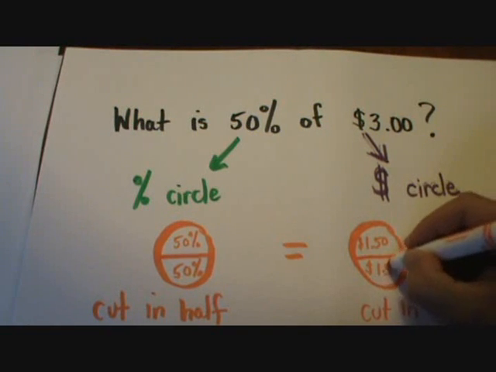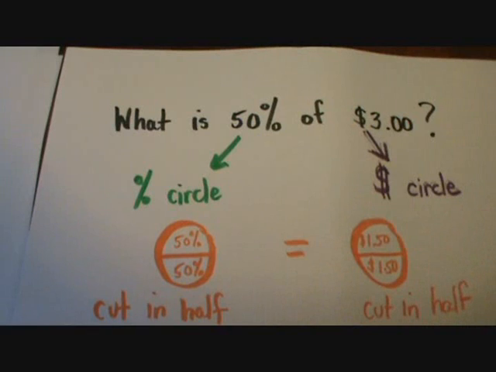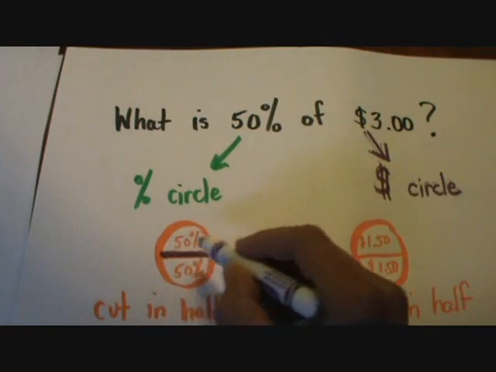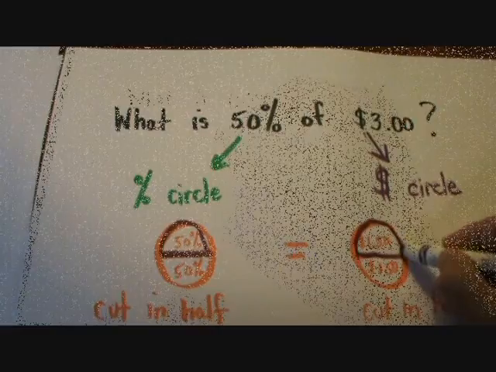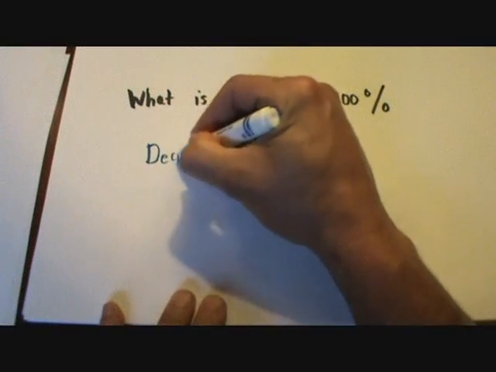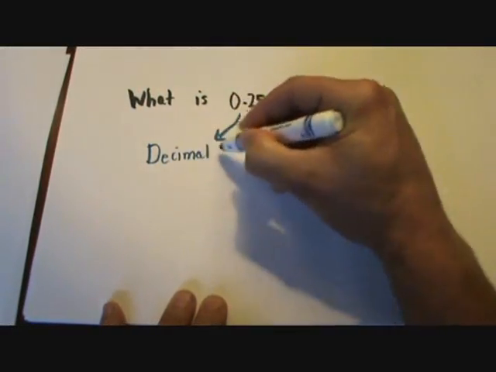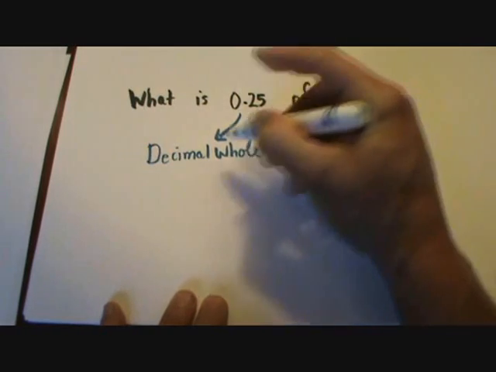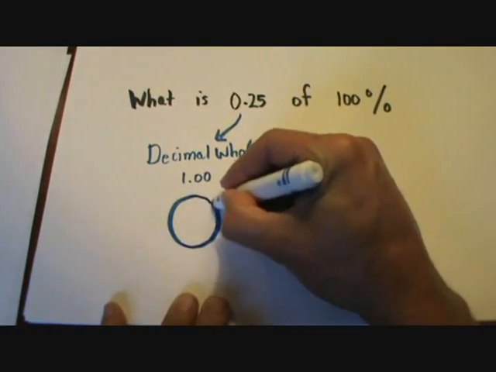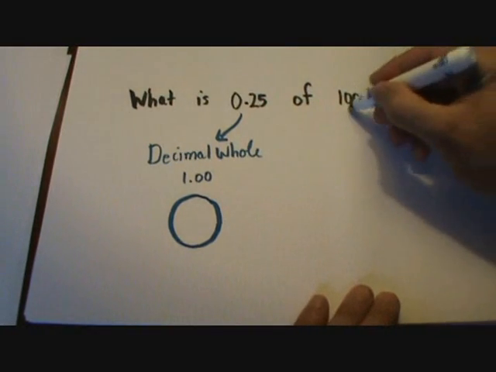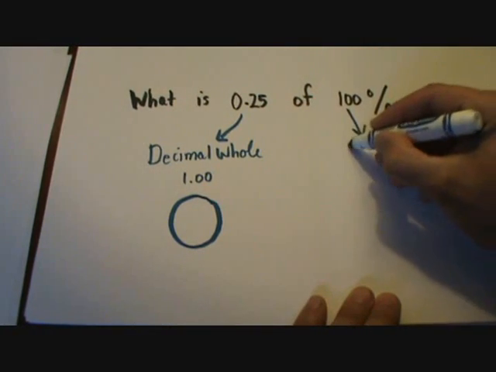Now that we've done that, we can answer the question because all we need to do is take 50% of the first circle, and 50% of the second circle, and that's $1.50. Let's try another question. What is decimal 25 of 100%? In this case, we need two other circles. First circle is going to be a decimal circle, and the next circle is going to be a percent circle.